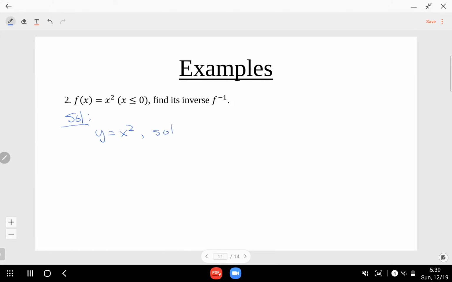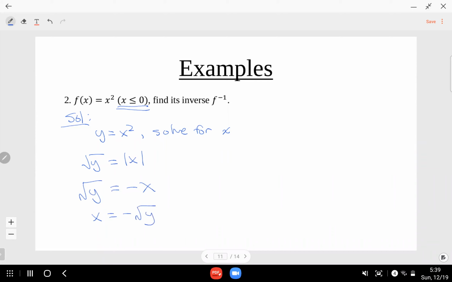Now solve for x. And again, this condition is very important. To simplify this, we need to take the square root of both sides. Again, we are left with the absolute value of x. And we know that x is less than or equal to 0, right? So the square root of y is equal to negative x. All right, so x should be equal to negative square root of y.